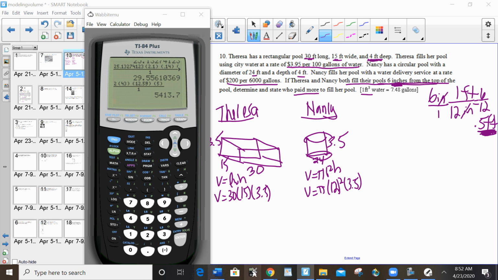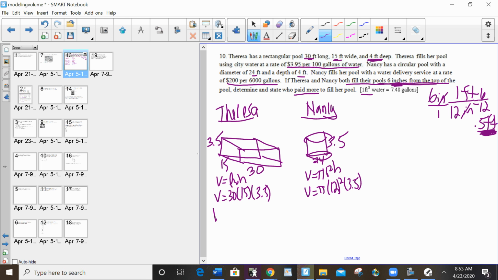30 times 15 times 3.5. Pi 12 squared 3.5. So I got 1575 and 1583 dot dot dot. And again, units are very important for this type of question. We're in cubic feet.